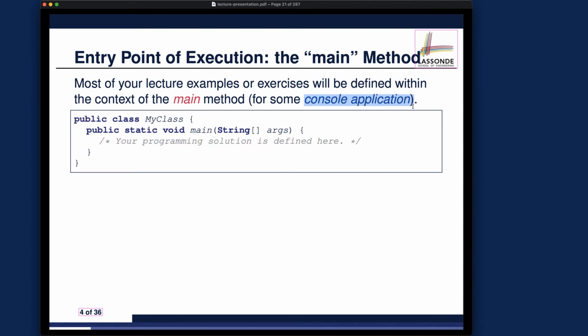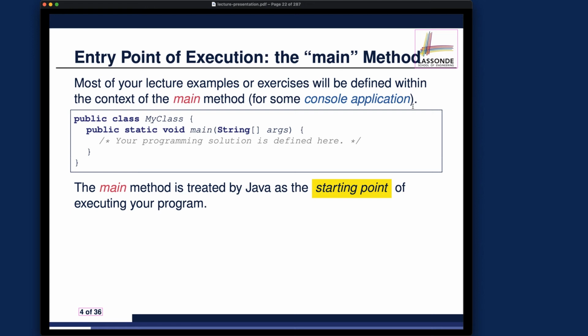And it's really important to know, when you've got a console application, the main method is treated by Java as the starting point of executing your program. So that will be the entry point of execution. That's why I want to emphasize it over here, right at the front.